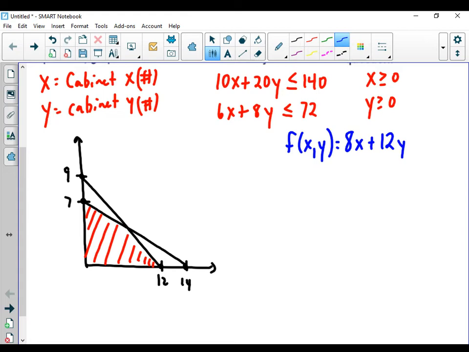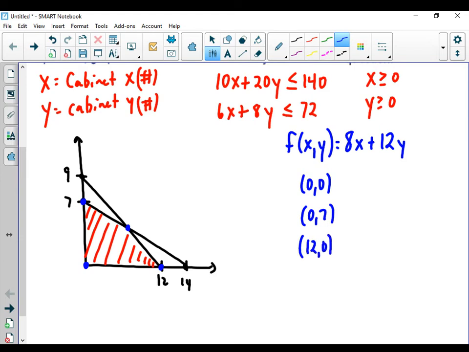However, I'm looking for the maximum amount. So I'm going to look for my extreme values, and by extreme values, what I'm talking about are the vertices of this shaded region. So I've got 1, 2, 3, 4 values that I'm going to check. Some of those values are easy to figure out right now. For instance, 0, 0 is one of them. 0, 7 is one. And 12, 0 is one.